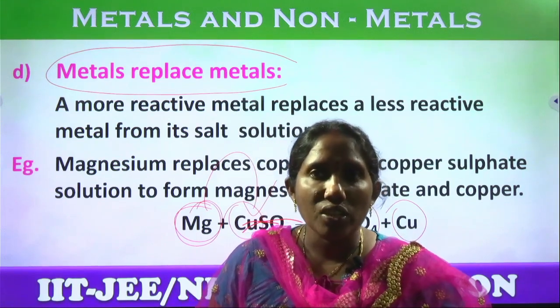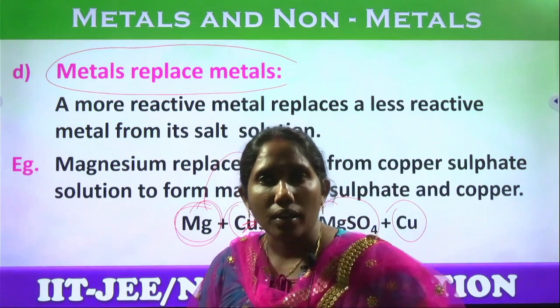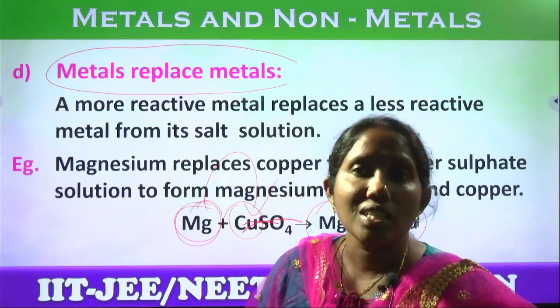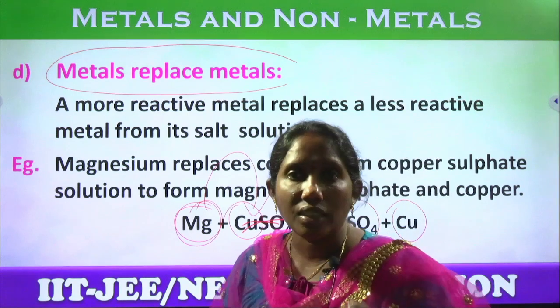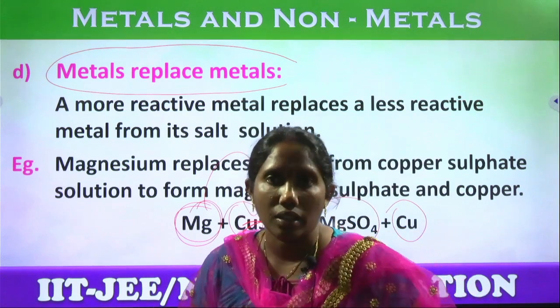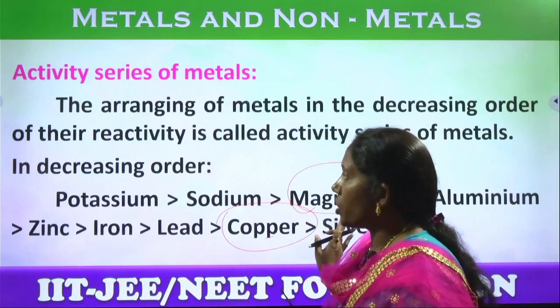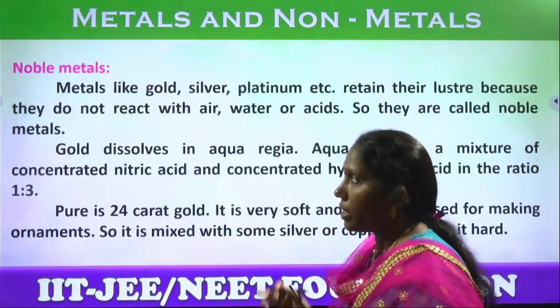In a copper sulfate solution, if you keep one iron bar and leave it for 24 hours, that blue color solution will turn into a green color solution. That is nothing but copper being displaced by iron, right? So this is the displacement reaction. This is the activity series of metals.